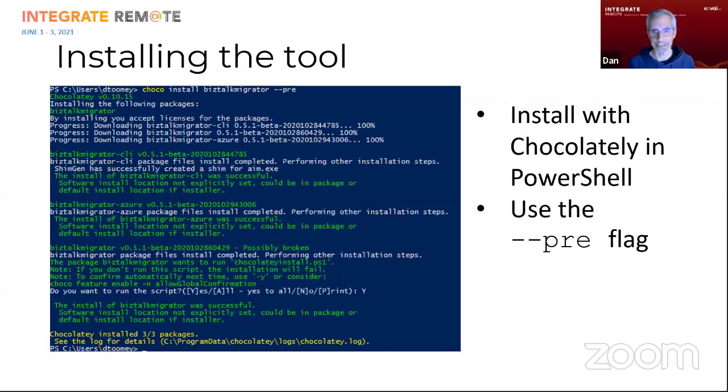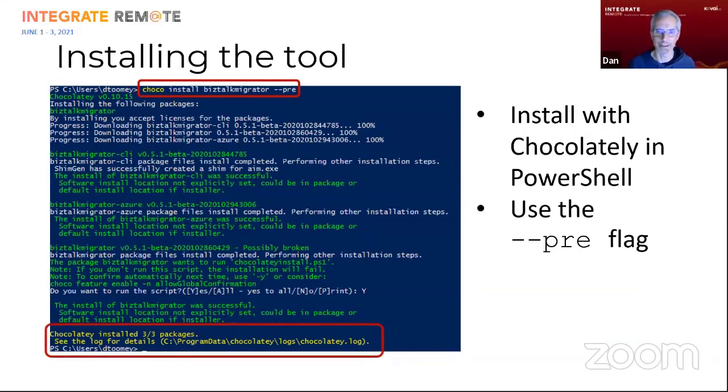Installing the tool is really easy once you have Chocolatey installed. It's just one simple command here, choco install BizTalk Migrator. And right now, because it is still in preview, you need to use the preview flag on that. But it takes literally seconds, and it's one screen of output. And right at the end there, you've got your full installation of the tool, and it's all ready to go.